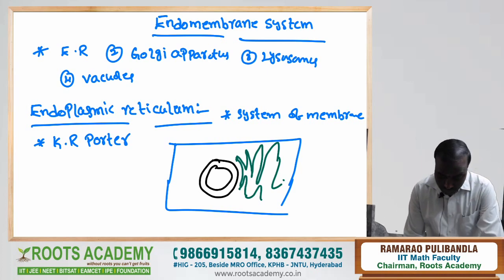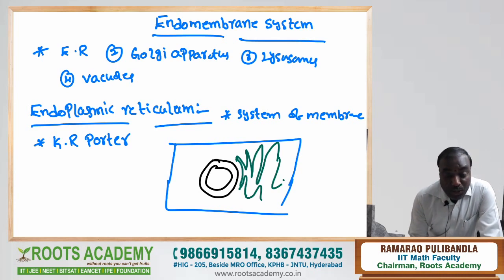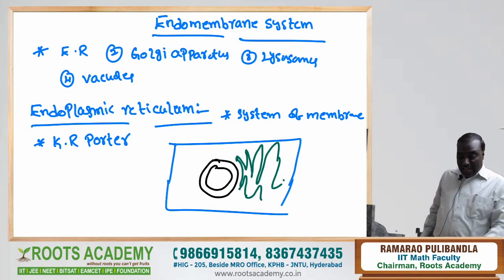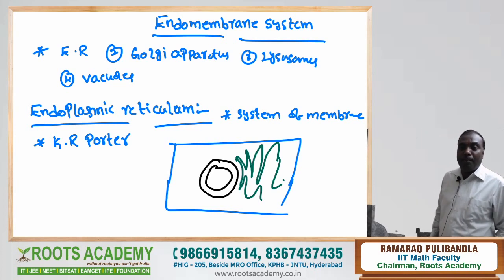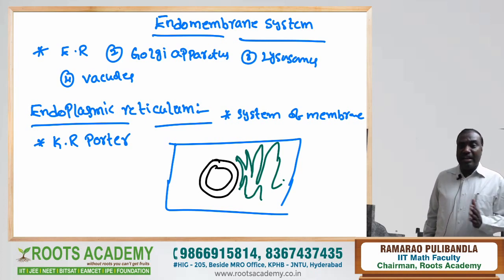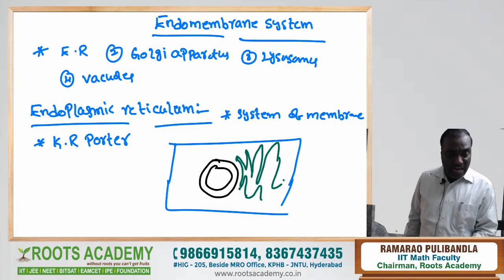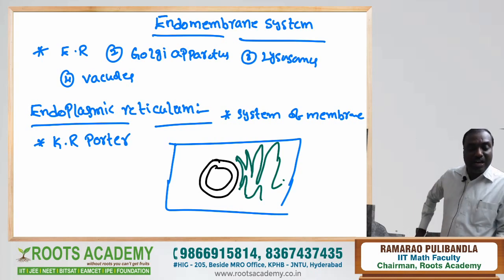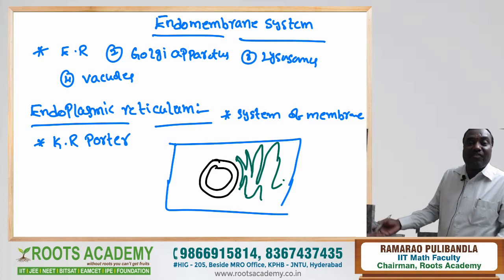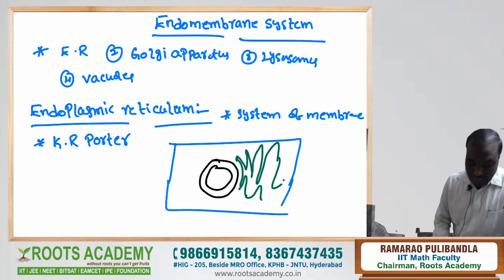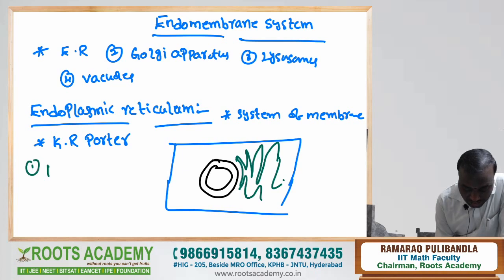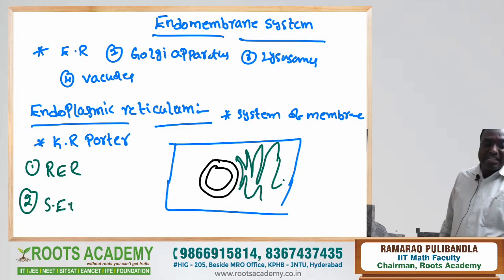Right. Here now the endoplasmic reticulum divides intracellular space into two components, but not intercellular space. Number one, luminal side. Second one is the extraluminal side. Luminal side means towards inside, towards the nucleus. Extraluminal side means outside of the endoplasmic reticulum, towards the cytoplasm. Right. Here generally the endoplasmic reticulum is of two types. Number one, RER, rough endoplasmic reticulum. Second one is SER, smooth endoplasmic reticulum.